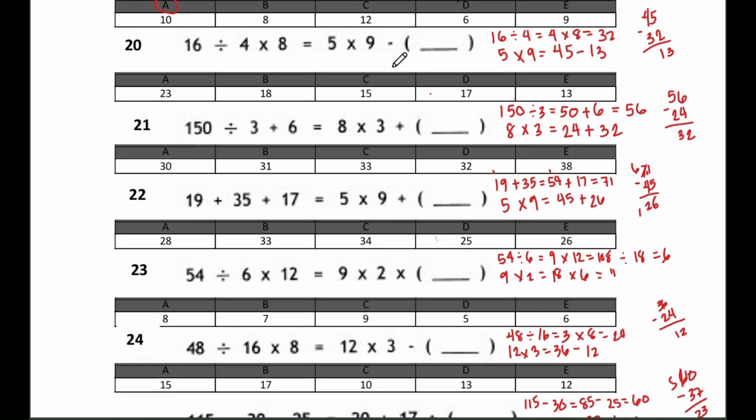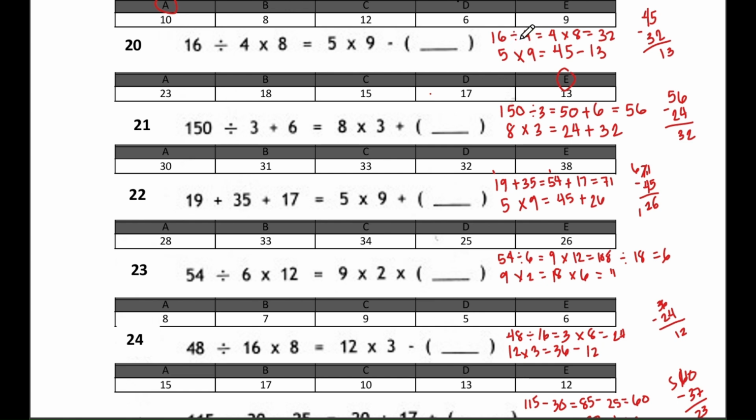Question 20. 16 divided by 4 times 8 equals 5 times 9 minus what missing number? The options are A, 23, B, 18, C, 15, D, 17, or E, 13. The correct answer is E, 13. Let's solve this one step by step.